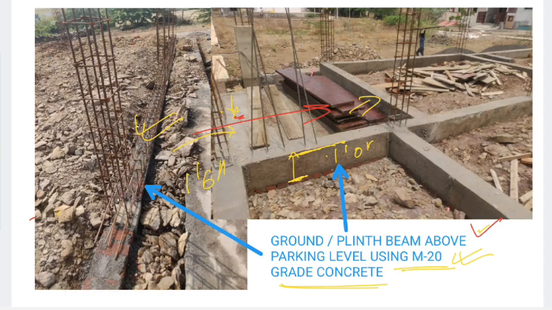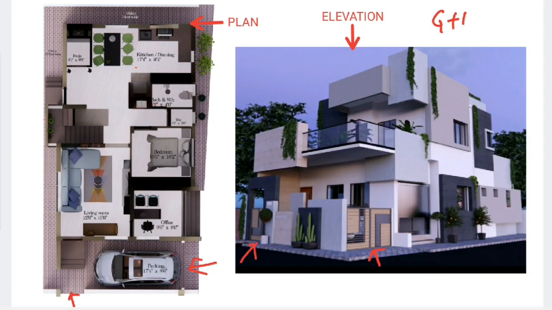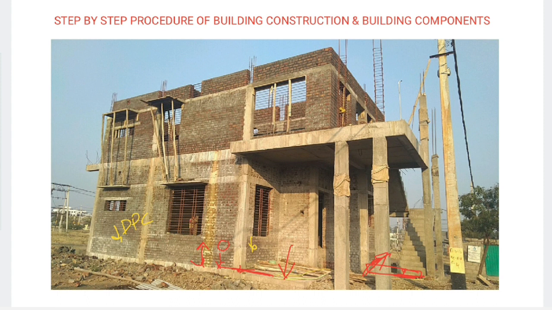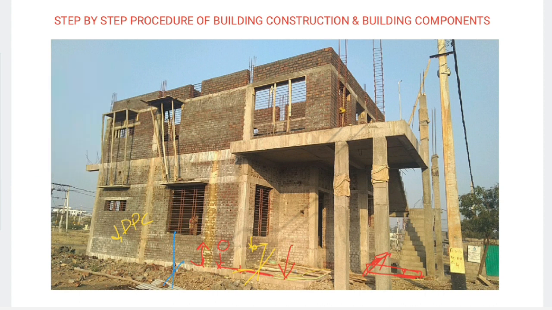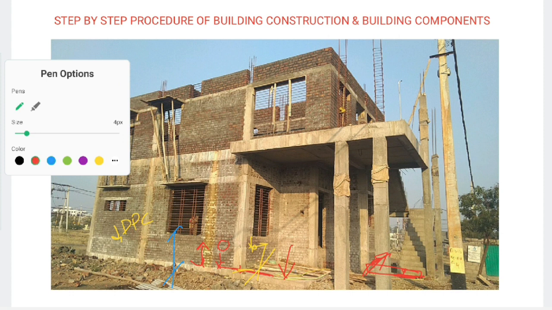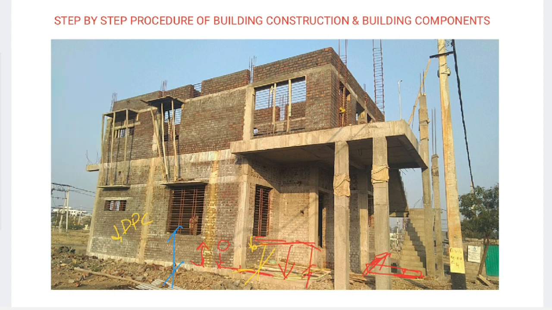So it is all about the construction of the building. Here you can see the components. We have discussed up to the DPC level, that means up to this level. Above this I need to discuss the superstructure, that means brick masonry, lintel, and above the lintel the brick masonry as well as the roof beams, slab, and the staircase. These many components are to be discussed here.